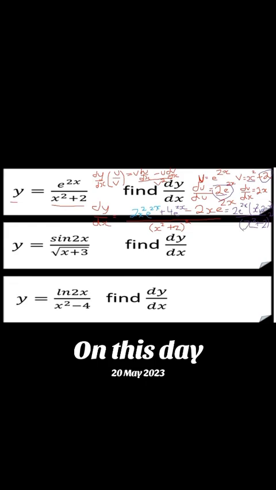Second question: y is equal to sine 2x all over the square root of x plus 3. Again, find dy by dx. So u is equal to sine 2x, and v is equal to x plus 3 all to the power of a half. Square root means power of a half. Sorry, it should be u, not y. u is always equal to the numerator of your fraction, and v is always the denominator, to make it a bit easier.